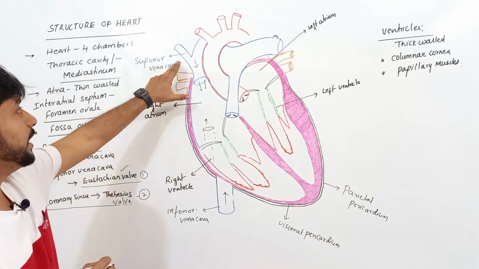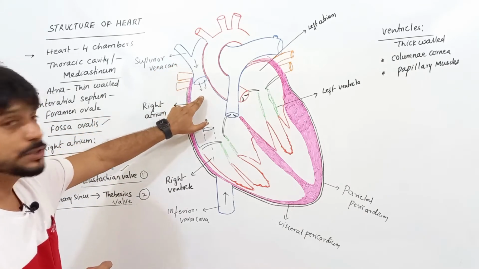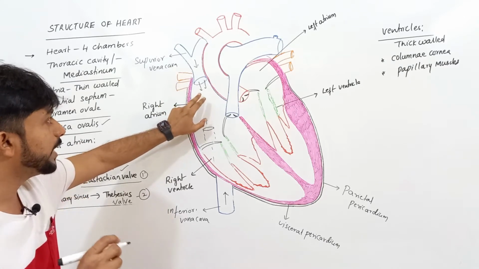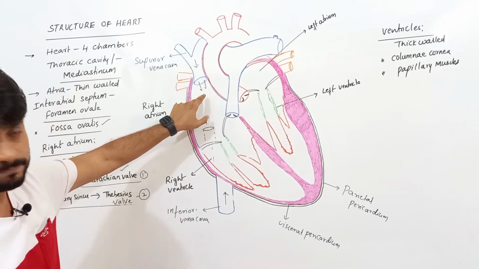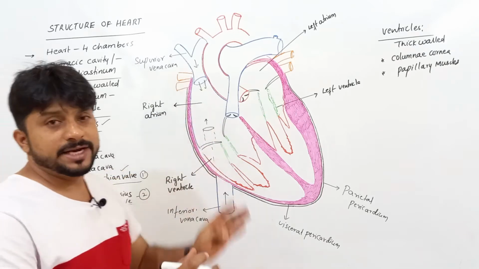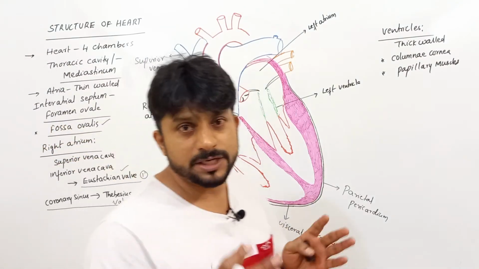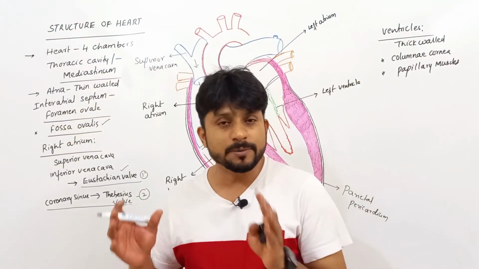Next, the opening of superior vena cava into the right atrium is not guarded by any valves. Fine. So this is your right atrium. Your right atrium is with the deoxygenated blood which is collected from all parts of the body.